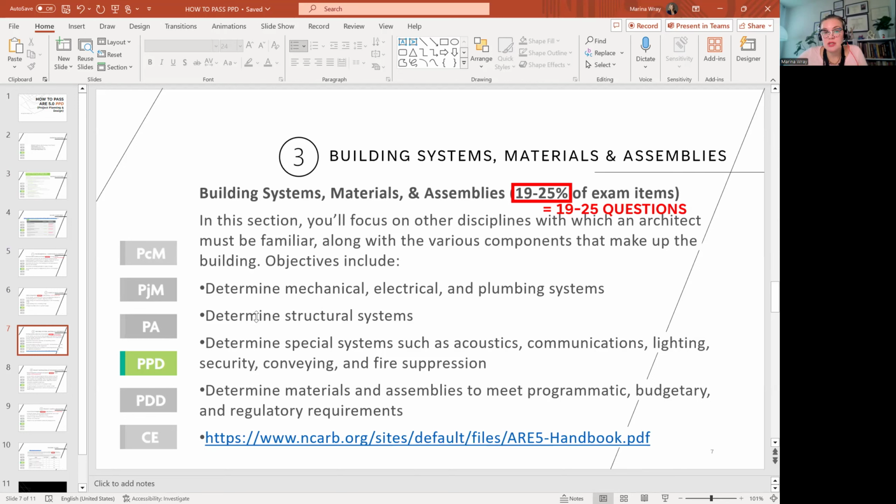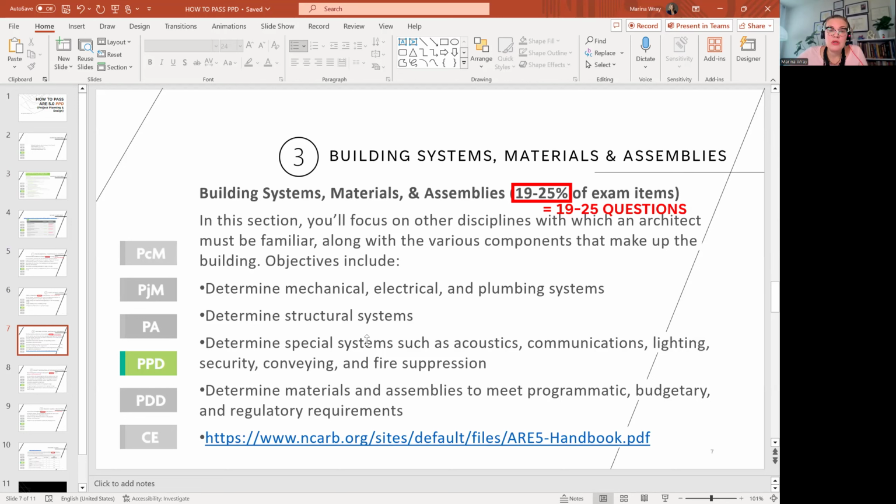Same with the structural system. That's the second objective. You need to determine the structural systems. So if you're still not sure about, for example, the moment diagram, you will have access to the beams, and you will see the point load or whatever, the different types of beams. So don't worry, but you definitely need to study that, but you will be able to have that reference.